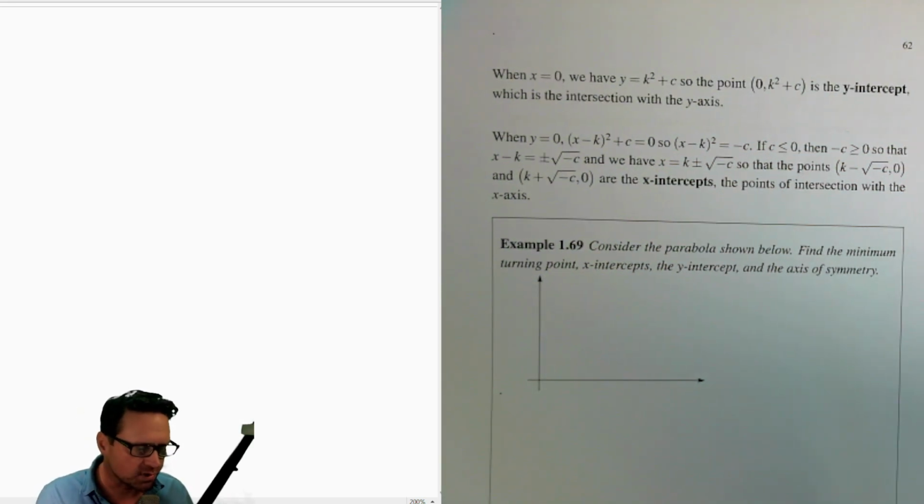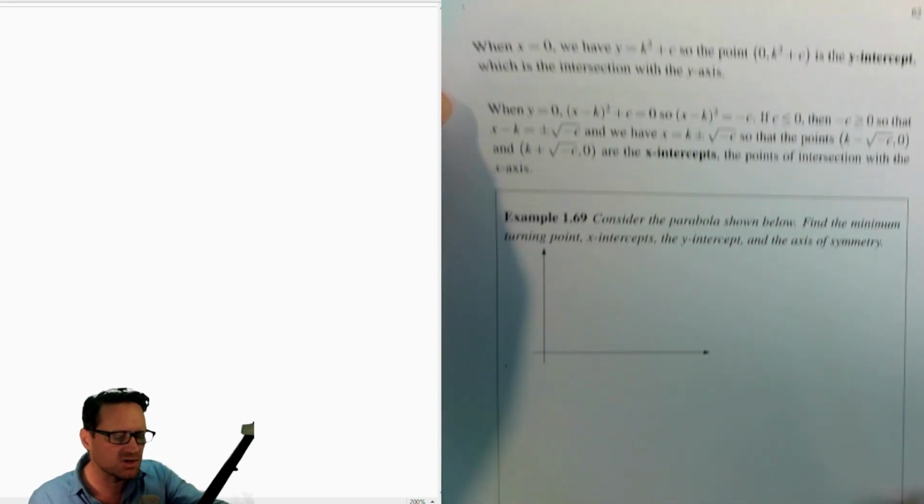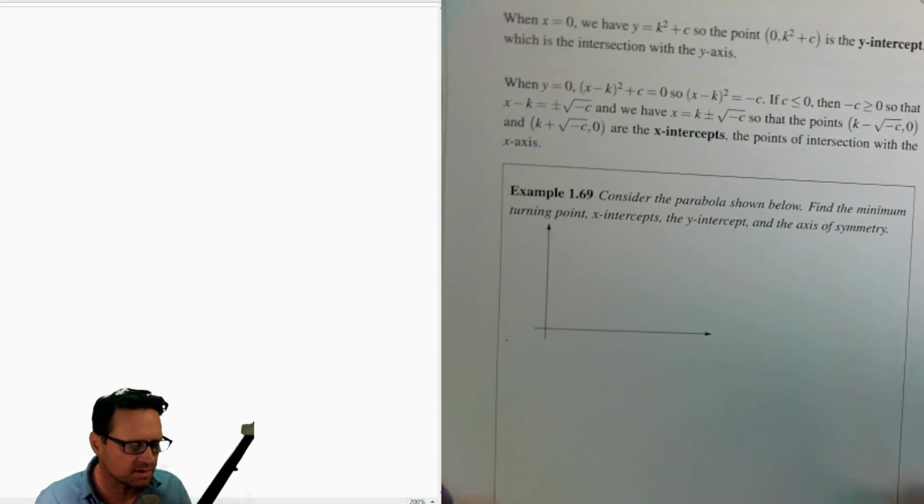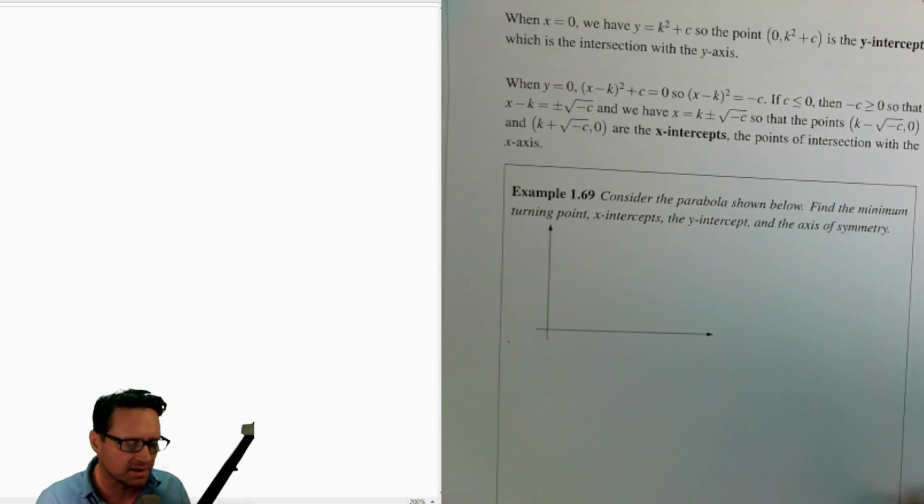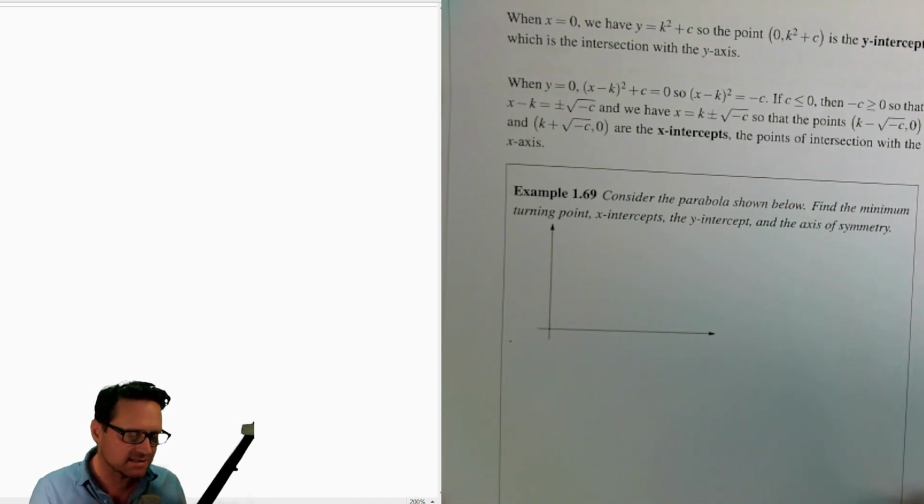Okay, example 1.69. Consider the parabola shown below. Find the minimum turning point, x-intercepts, y-intercept, and the axis of symmetry.